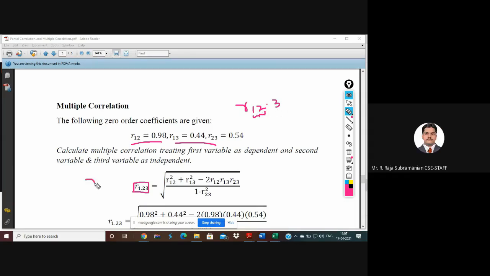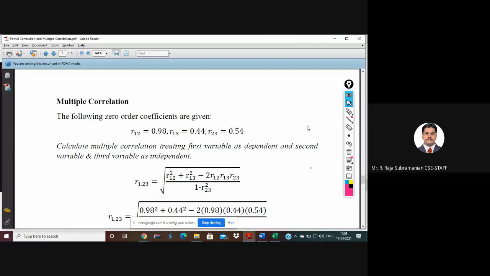Whereas R1.23 means 2 and 3 are independent, but 1 is dependent. That is, we are going to calculate 1 with respect to 2 and 3. That is what is called multiple correlation, calculating 1 from 2 and 3. So you just understand the options and then you answer.